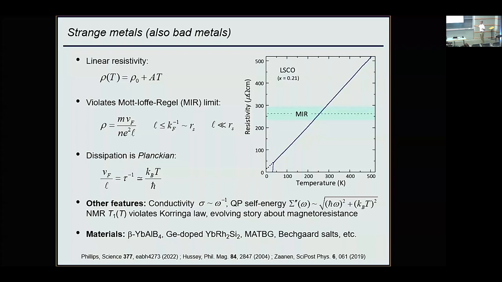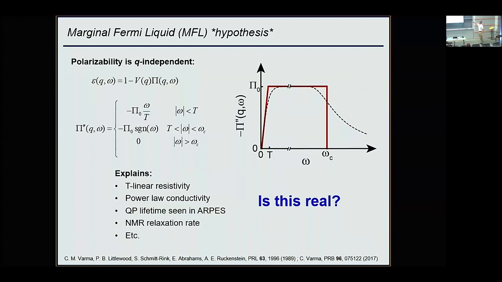Okay, so what can cause this? In the late 80s, early 90s, there was this conjecture called the marginal Fermi-liquid hypothesis, is what I'm going to call it. And it was a guess about what is the functional behavior of the dielectric response of the system. So epsilon is the dielectric constant, it's 1 minus V pi.